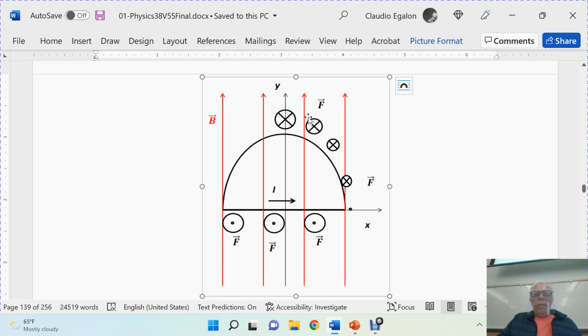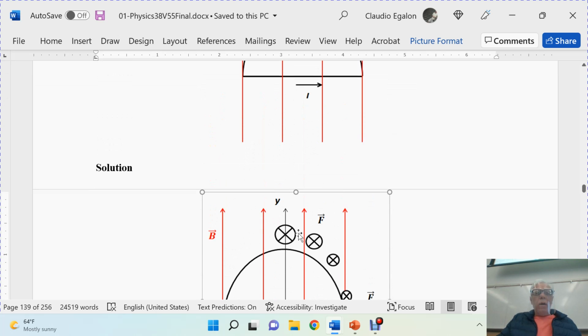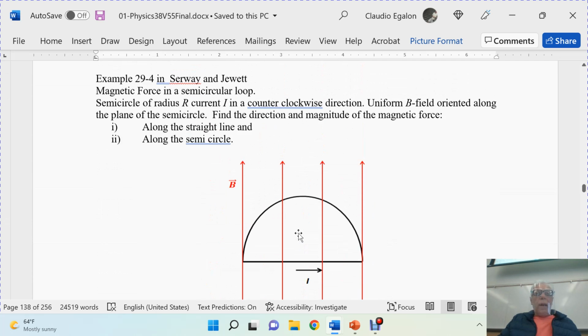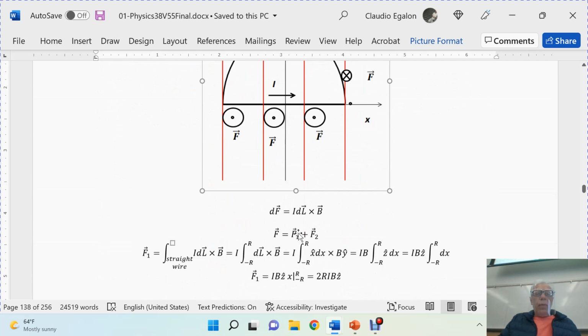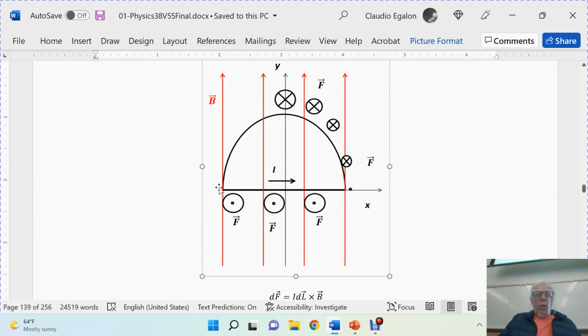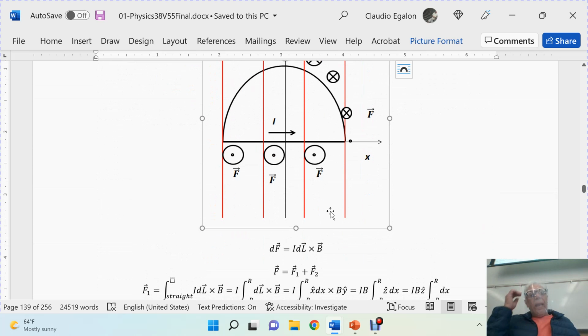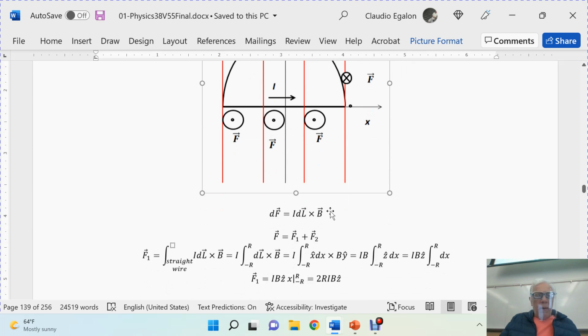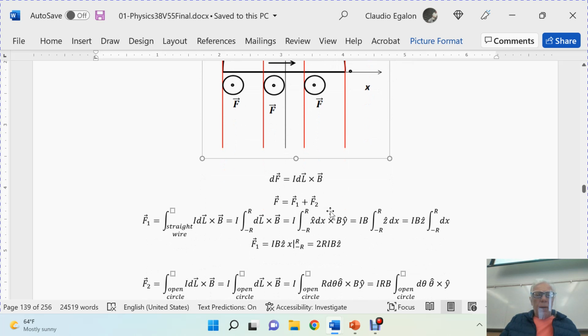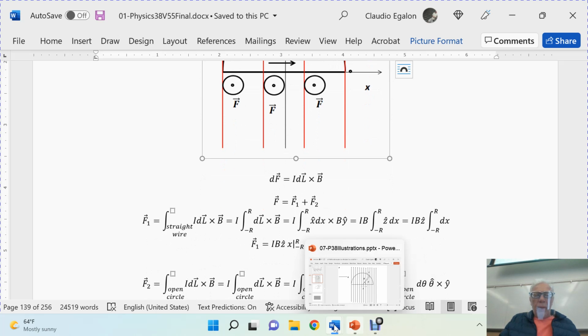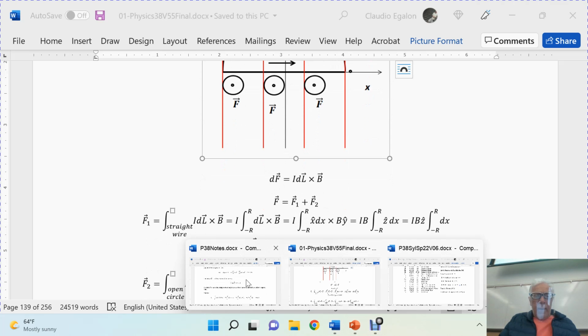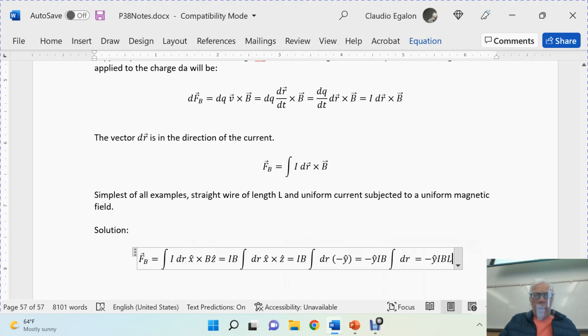And now we have to use integration. This one you don't have to use integration. This one is easy, with radius R. And then we have to worry about this one. The force for this leg here is going to be IBR, just like we got for the other one. IBR, oh, no, IB2R.